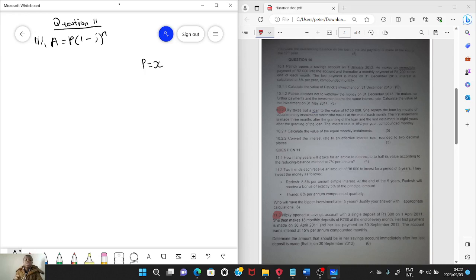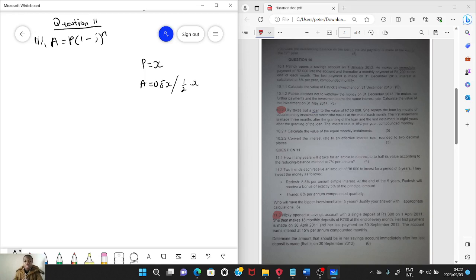So when it loses value to half its price, it simply means our A, which is the value after it has depreciated, is half its price, which means it will be 0.5x, or 1 over 2 multiplied by x. Because it has depreciated to half its price, the amount after will be half of the original amount. That's what I did there.